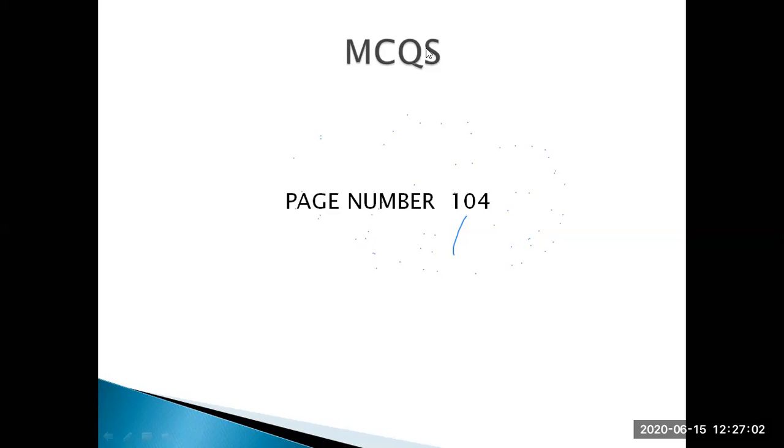The last MCQ of chapter number 4, which is the eighth one: racing cars are made stable by A choice, increasing their speed; B, decreasing their speed; C, lowering their center of gravity; and D, decreasing their width. So my C choice is the right one, lowering their center of gravity. The MCQs we have done so far. Now we are moving towards problems, which are on page number 105.